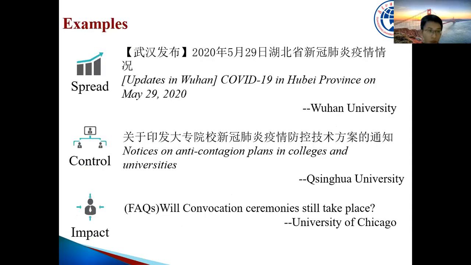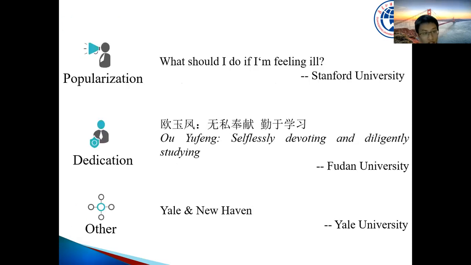Here are our examples. Like we have mentioned just now, the spread is about the spread of the COVID-19, such as the COVID-19 in Hubei province on May 29. And control is about the measures taken by the community and the government, such as the notices on anti-contagion plans in colleges and universities. While impact is about how the COVID-19 virus affects our life and our work, like will convocation ceremonies still take place? And here are the examples of popularization, dedication, and other media agenda.